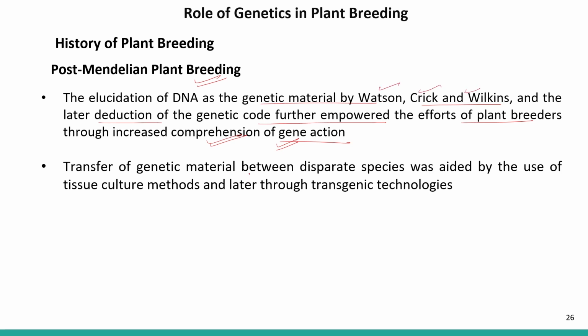Transfer of genetic material between disparate species was aided by the use of tissue culture methods and later through transgenic technologies. So nowadays we have tissue culture technique and transgenic technologies for better plant breeding.